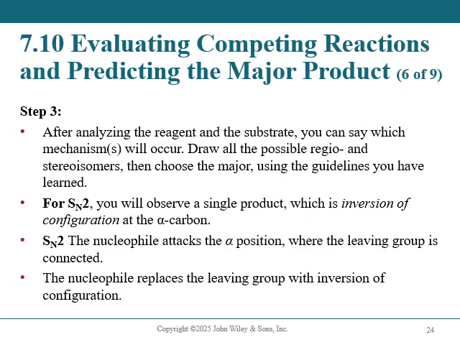Third step, after analyzing the reagent and the substrate, you can say which mechanisms will occur. After that, we draw all the possible regio and stereoisomers, then we choose the major using the guidelines we've seen so far. Do we get the Zaitsev product? Do we get the Hofmann product? Etc. For SN2, you will observe a single product, which is the inversion of the configuration at the alpha carbon. Again, in the SN2, the nucleophile attacks the alpha position where the leaving group is connected. The nucleophile then replaces the leaving group with inversion of configuration. All of this happens because it's a one-step process, so it's pretty easy to predict.